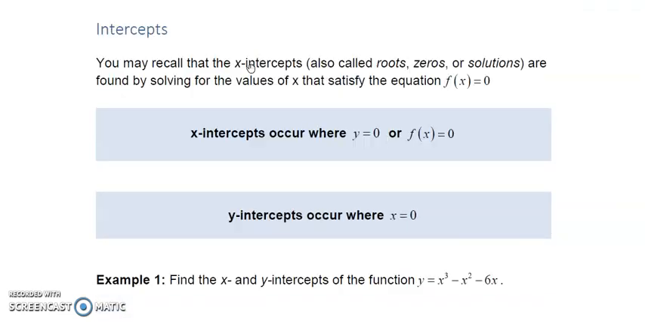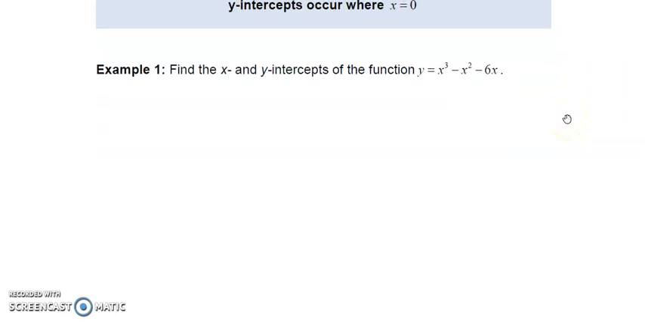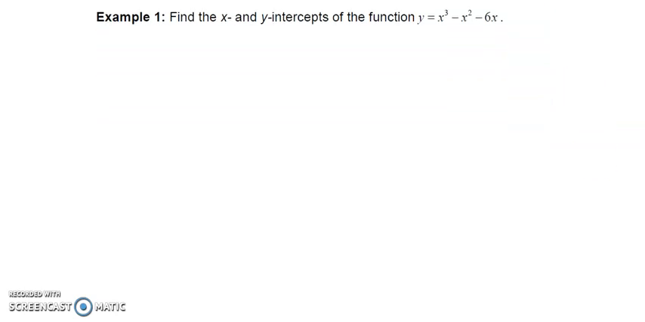So let's jump right into how we calculate the x and y intercepts. You've done this before, even for something as simple as a straight line. The x-intercepts occur where y is equal to 0, so you set y equal to 0. Y-intercepts occur where x is equal to 0, so you set x equal to 0. So the calculation is actually relatively straightforward.